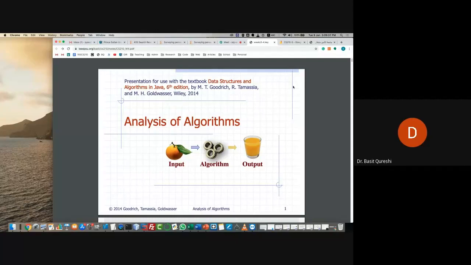Okay, so quickly, you can see the picture in front of you. There's an orange. An algorithm is like a machinery. We use an algorithm to take the juice out of the orange. So an algorithm takes an input, and of course it provides some kind of output. The idea is that you're going to have some kind of problem. We would like to solve that using some algorithm, and we're going to have a solution afterwards.